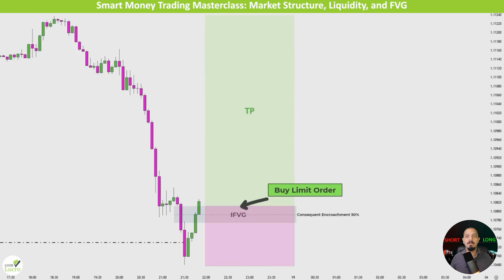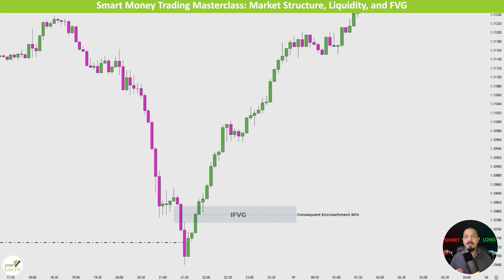As you can see, the order was triggered and we're now in the trade. Price respected the zone perfectly, pushed upward with strong momentum, and eventually hit the take profit target. Another clean and precise setup using inverse fair value gaps.